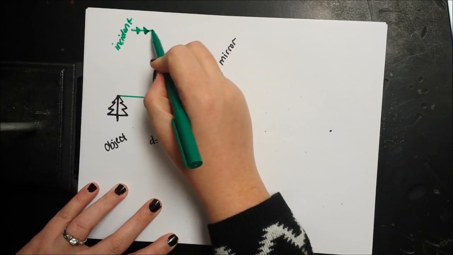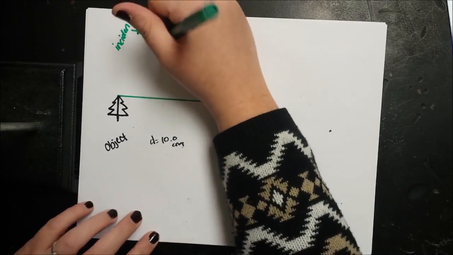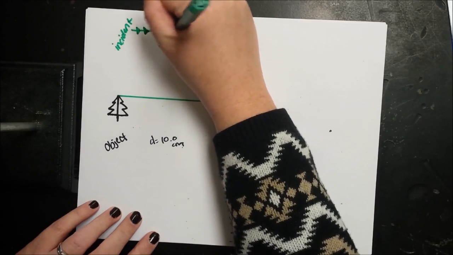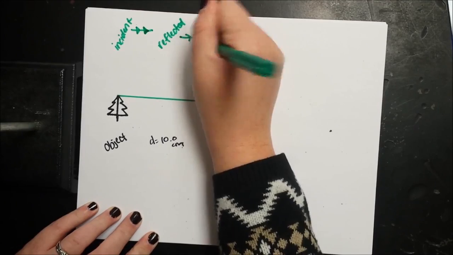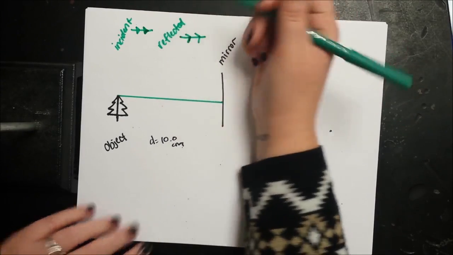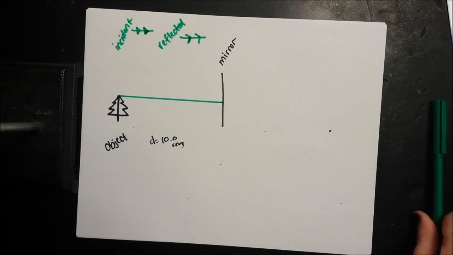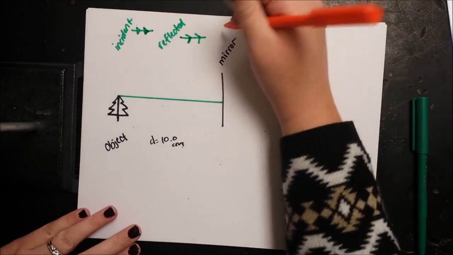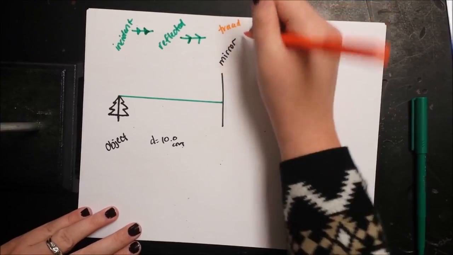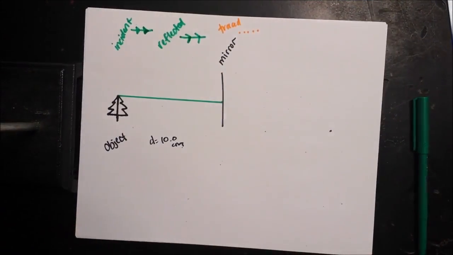It's going to have solid arrows along it. Reflected rays are going to have just little not filled in arrows. And then you'll see in step 4, we're going to trace the rays. Traced, you can just use dotted lines. You don't even really need arrows.